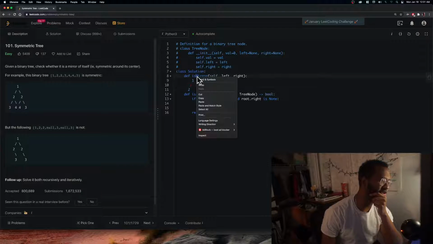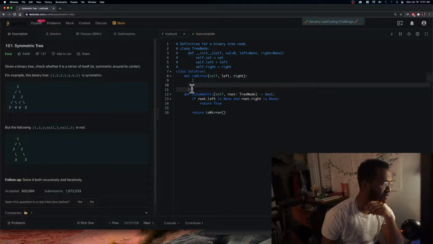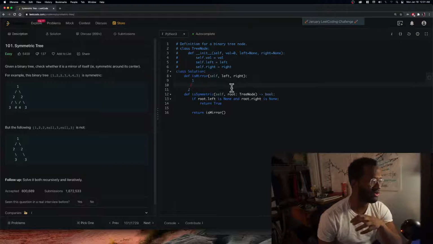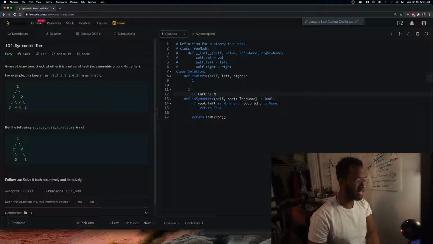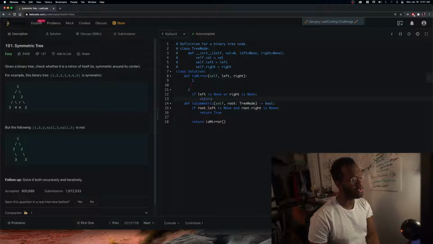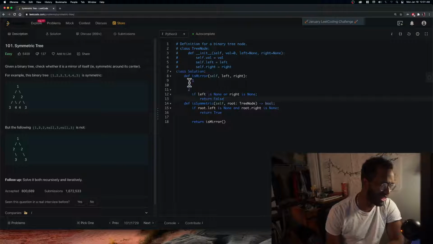And so if you ever run into a scenario where only one of these exists, then it's not symmetrical. It physically cannot be. It doesn't really matter which one's missing. It's just not symmetrical. So how do we define that? We'll say if left is none or right is none, return false. And so that's going to get that case. If either of these are missing, then we're false.